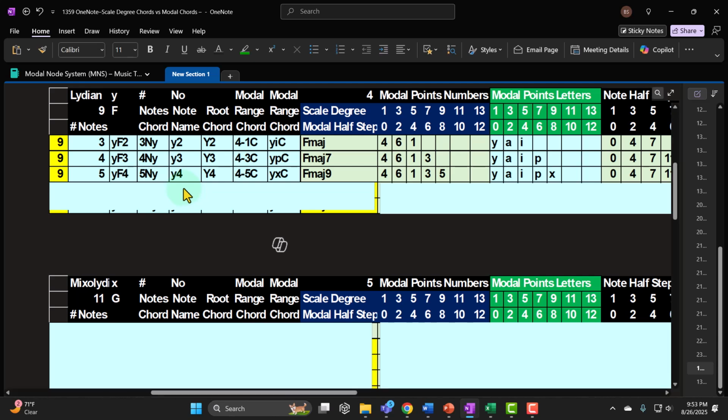4 modal whole steps means you go up 4 modal whole steps from Lydian, or 8 modal half steps, which would be the 9th scale degree, giving you a 4-5 range, meaning you could name it by endpoints. You start on the Lydian and then you go up to the 5, which is the Mixolydian, meaning you go 4, 6, and then around the horn to 1, 3, 5, which would be Lydian, Aeolian, Ionian, Phrygian, Mixolydian, which could be naming the chord as a Lydian Mixolydian chord.